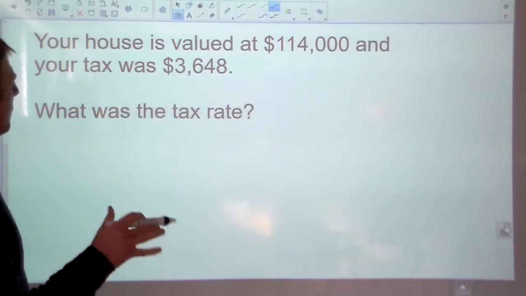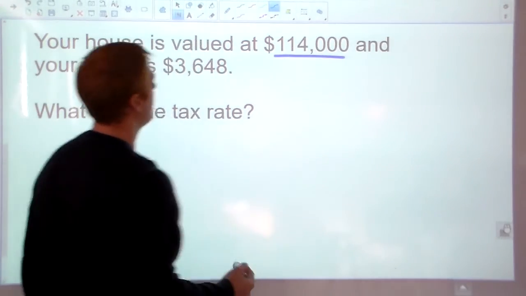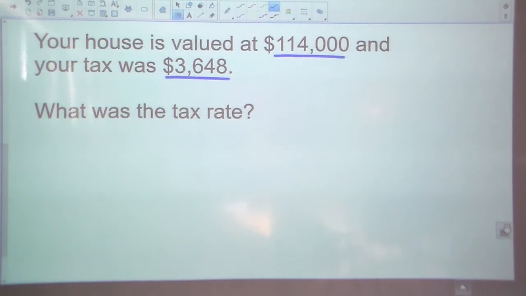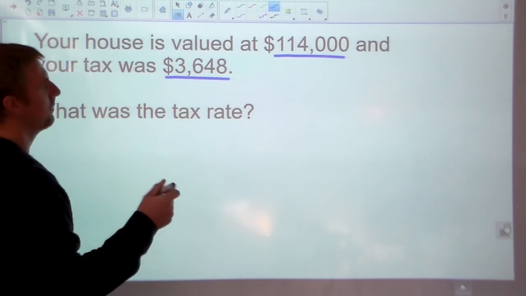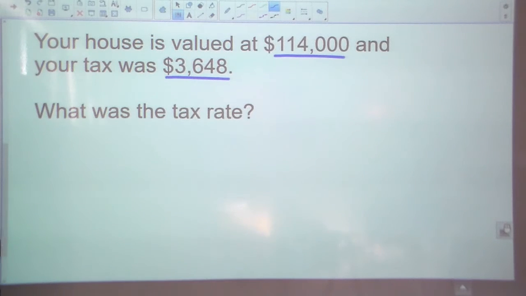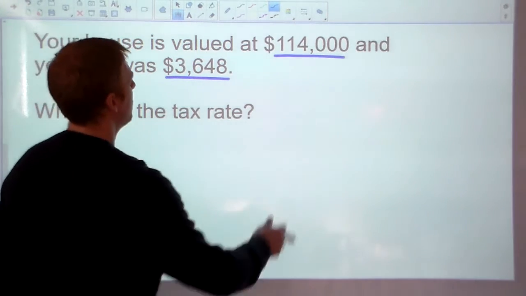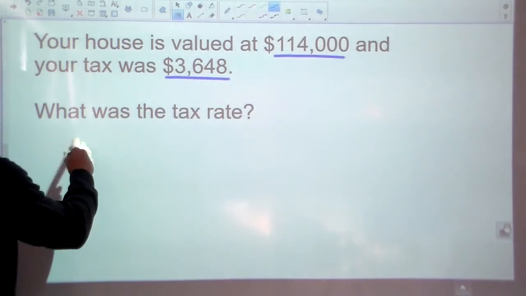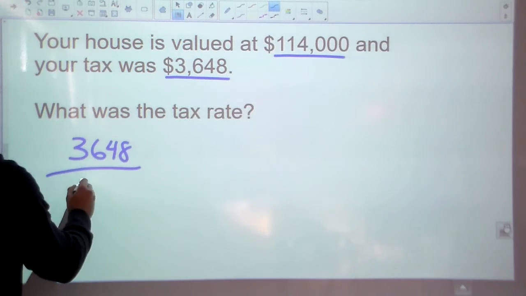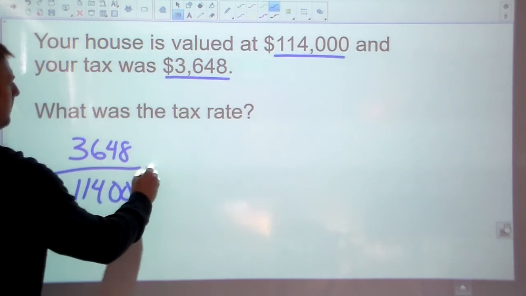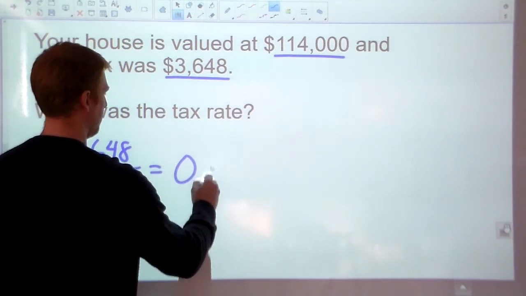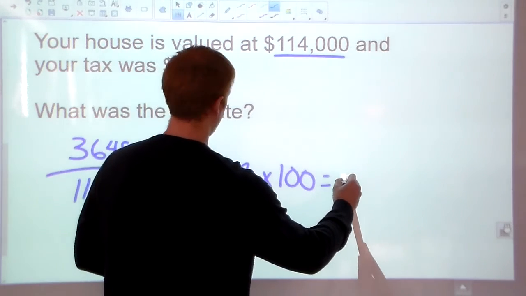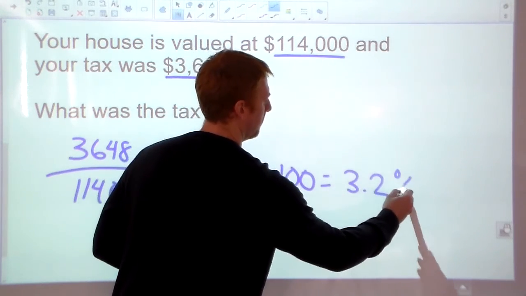All right, let's do one more. So your house is valued at $114,000, and your tax was $36.48 for the year. What's the tax rate? The part is the smaller number, the whole's the bigger number. So always look at that. This is the whole amount your house is worth. Here's the piece of that you paid in taxes. So part divided by the whole. And I get 0.032. But again, multiply that by 100 to get the percent. So that's going to be 3.2%.